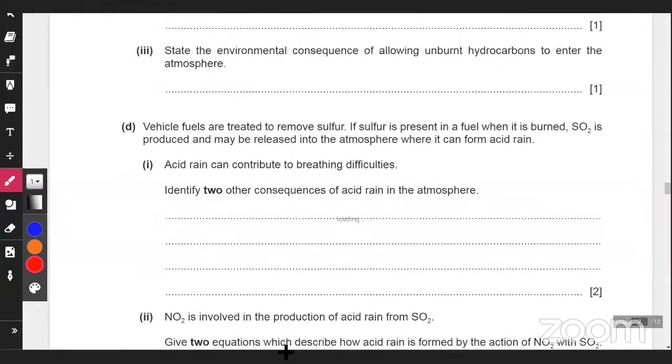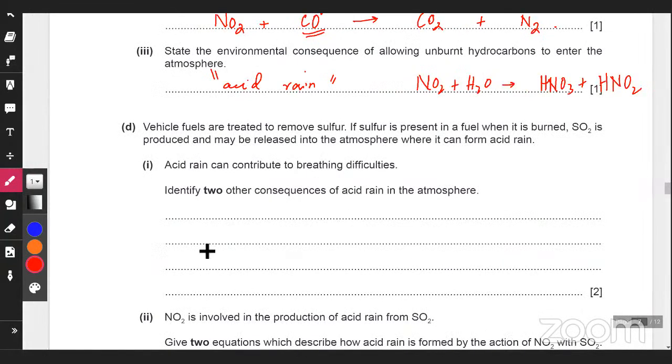Then he's saying vehicle fuels are treated to remove sulfur. If sulfur is present in a fuel, SO2 is produced and may be released into the atmosphere where it can form acid rain. Acid rain can contribute to breathing difficulties. Identify 2 other consequences of acid rain in the atmosphere. Anyone, any idea? What does acid rain do?